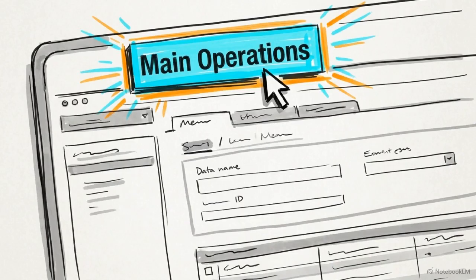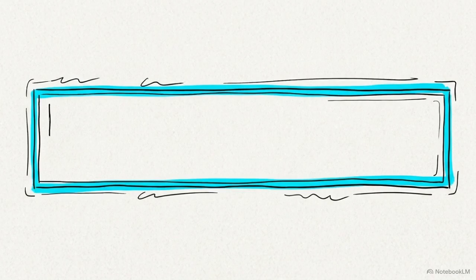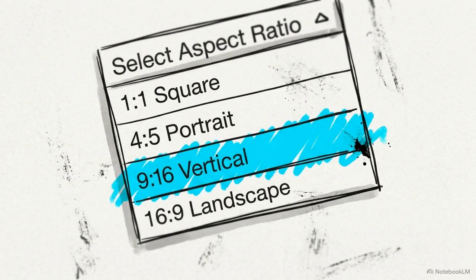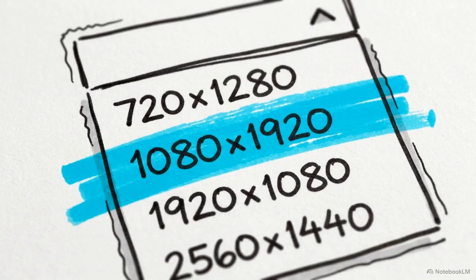With the connections established, click back over to the main operations screen. Type your idea or a few keywords into the main text box to set your topic. Set format to 9:16 vertical. Select 1080 resolution for mobile.